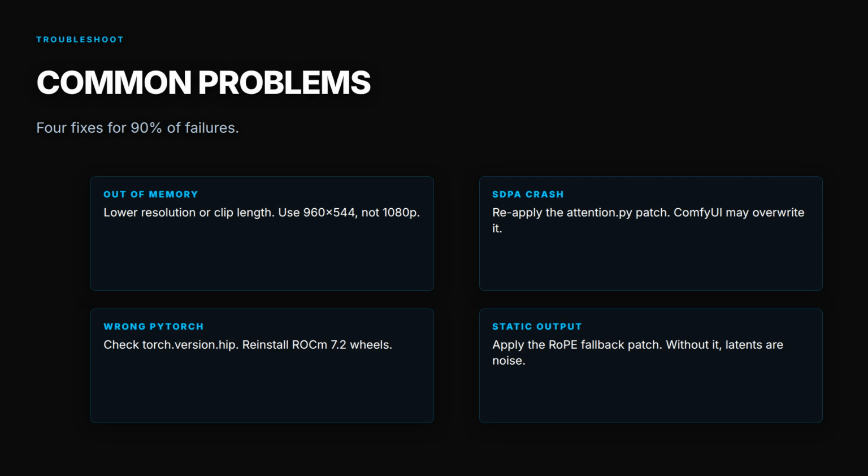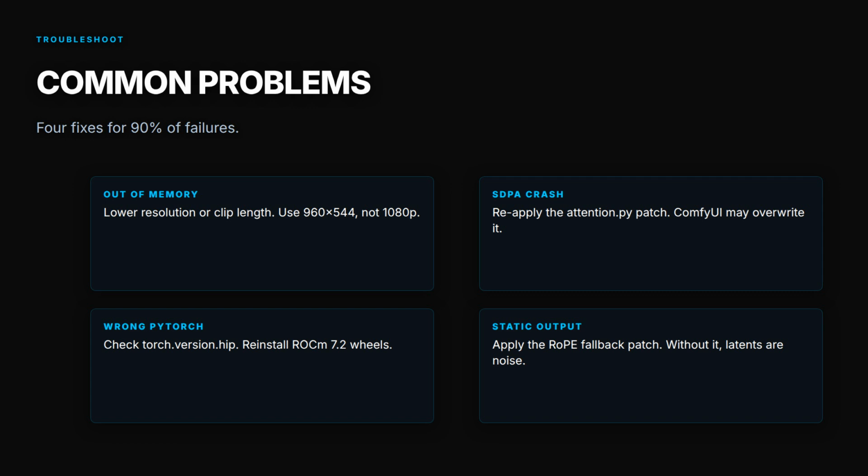Third, wrong PyTorch. If you see invalid device function, check torch.version.hip. If it is none or says CUDA, reinstall the ROCm 7.2 wheels. Fourth, static or noisy output. That means the ROCm patch is missing. The model runs, but it has no positional awareness, so it makes colored soup. Apply the ARM's RoPE split-half patch. These 4 issues cover about 90% of the failures I have seen.